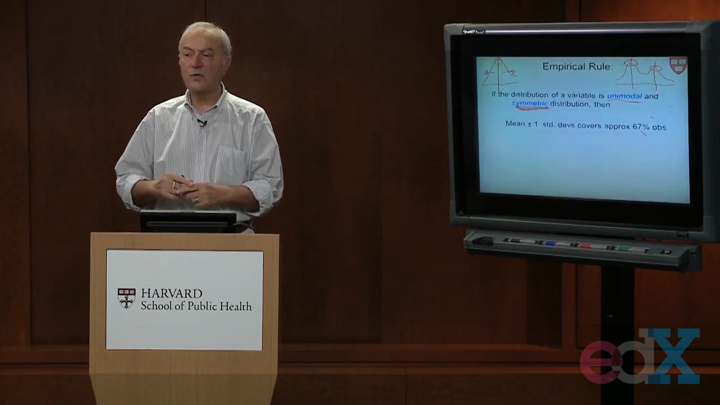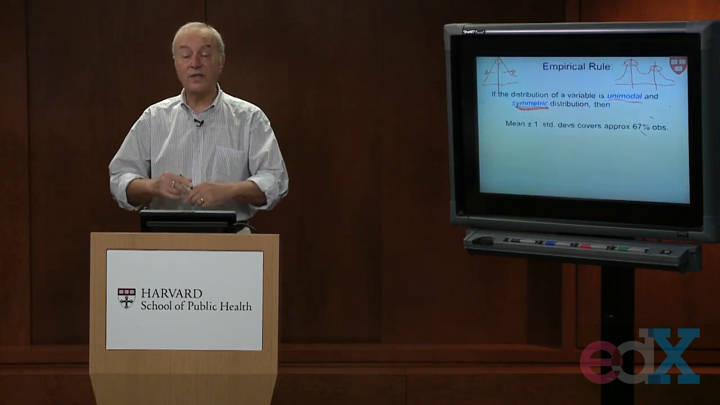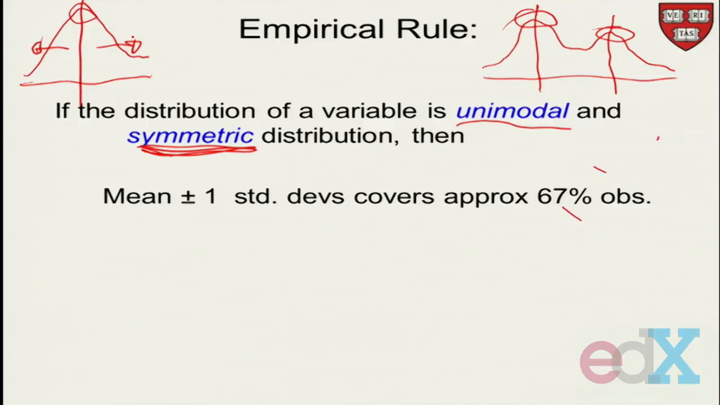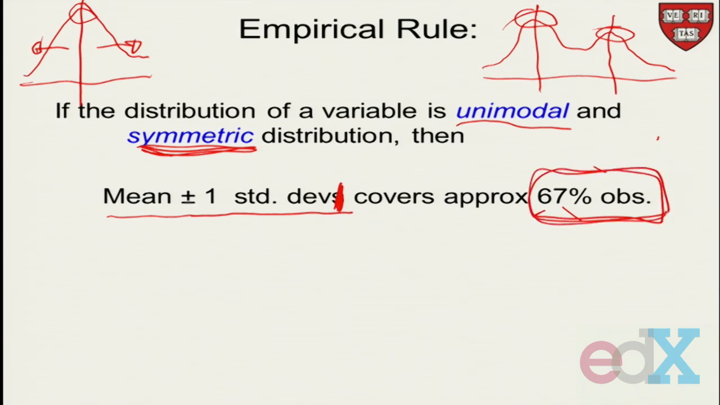So if the distribution of a variable is unimodal and symmetric, so this doesn't apply to everything, doesn't apply to every distribution we have out there. It only applies to distributions that are unimodal and symmetric. Then, here's the magic. Then the mean, if we create an interval by saying the mean plus or minus one standard deviation, covers approximately 67% or 2/3 of the observations. It covers approximately 2/3 of the observations.